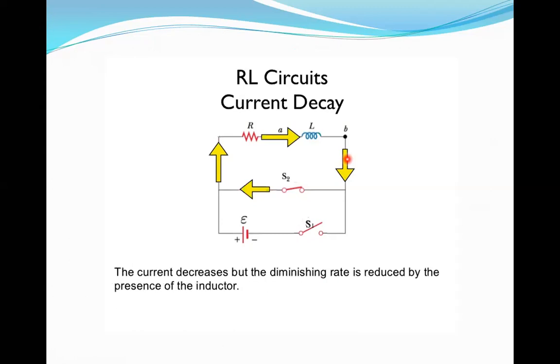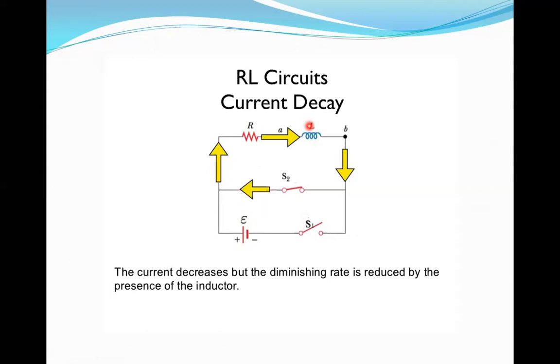So the current decreases, but the diminishing rate is reduced by the presence of the inductor. Previously I also said that if you take an LR circuit and switch on the circuit, the current will not shoot up to its maximum value because there is an inductor in the circuit, and because of the back EMF set up due to the inductance, there will be an opposition to the flow. Similarly, if you remove the source and allow this current to decay through the inductance, it will not come to zero immediately. It will gradually decrease because the inductor is present in the circuit.